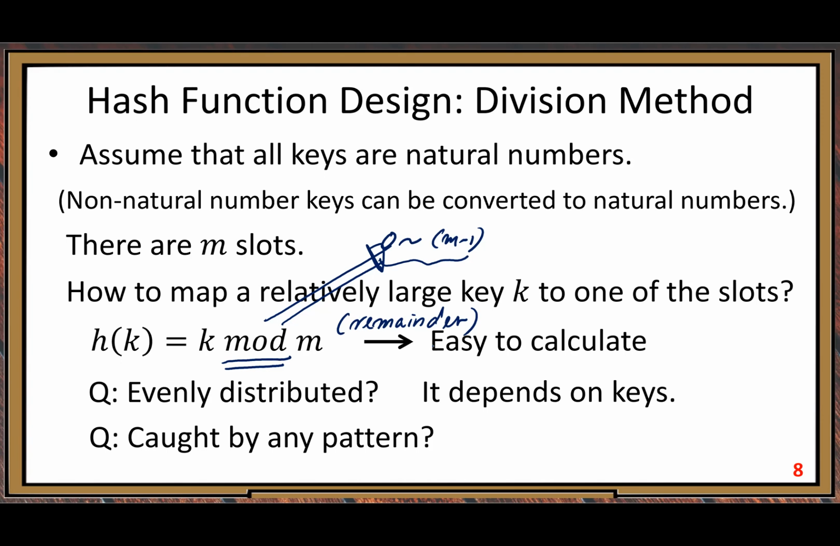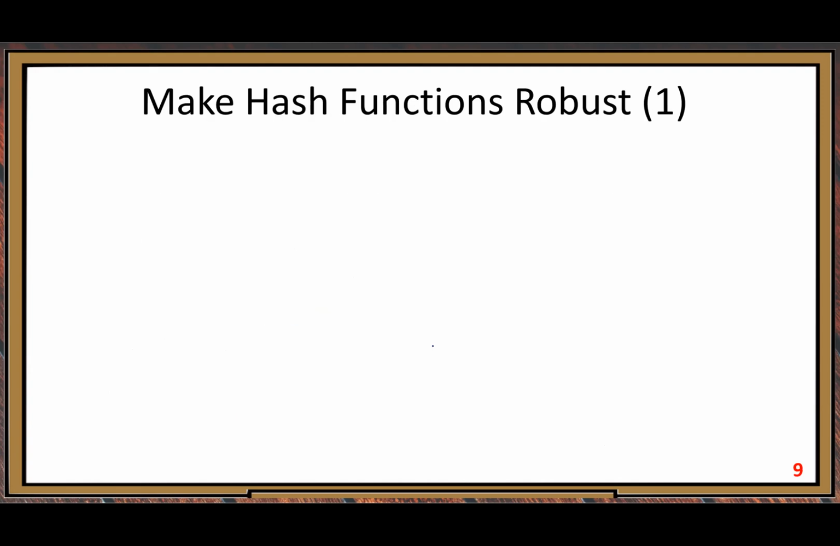So we can try to look at some special, simple pattern here. Let's consider some special pattern, because our goal is to make the hash function robust. Robust means it can break most of the patterns. We cannot say it breaks all the patterns. That's impossible. No hash function can break all patterns.